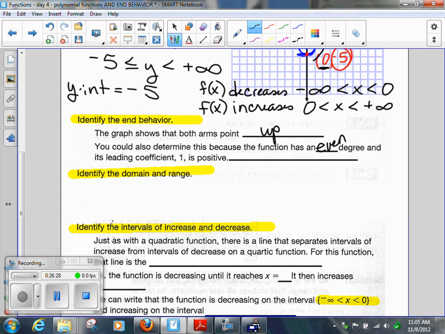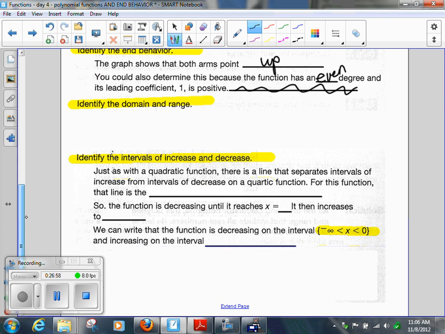I don't know why I put the blank there, just mark it out, sorry. If it is a negative leading coefficient, then what's going to happen? If it's an even degree polynomial, it'll point down. Positive leading coefficient points up, negative leading coefficient points down. And this is for even degree functions. Comprende? All right.